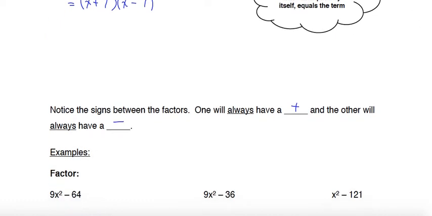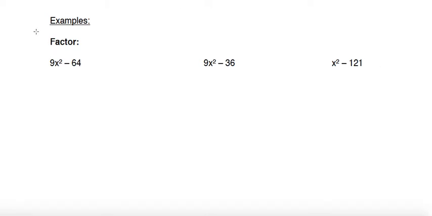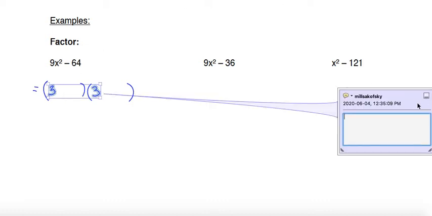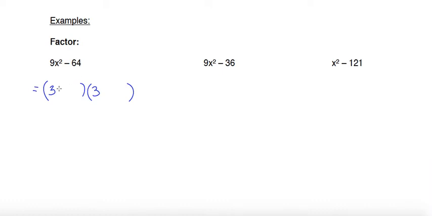Let's go through a couple more examples. So we have 9x squared minus 64. We need to find the square root of the first term. The square root of 9 is 3. The square root of x squared is x. So 3x goes at the beginning of each of my brackets. One's an addition sign, one's a subtraction sign, and the square root of 64 is 8. So 8 goes at the end of each bracket.